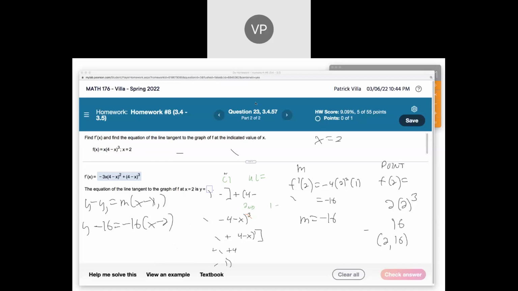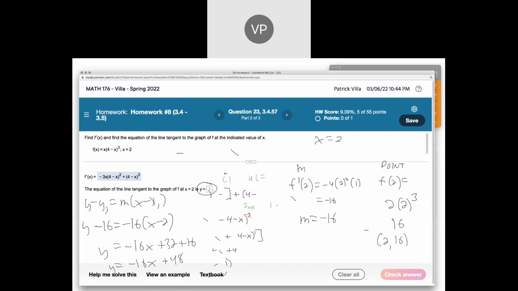And now they want you to answer in the form of y equals. So we should have a negative 16x plus 32 plus the 16. I can simplify this one, so I'm going ahead and doing it. And I think we get a negative 16x, make sure that's all right, plus 48. That's what I'm plugging right into here.